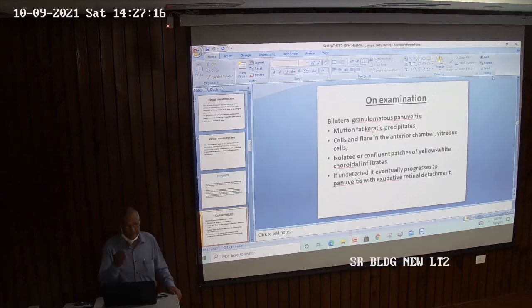These are the features of granulomatous uveitis. So the important ones are aqueous flare, cells and mutton fat keratic precipitates, and posteriorly the choroid can be involved, with Dalen-Fuchs nodules and the panuveitis part, as I explained before. These are the features on examination.